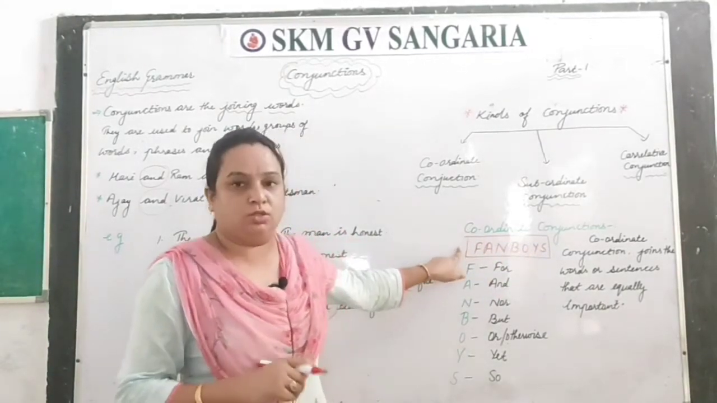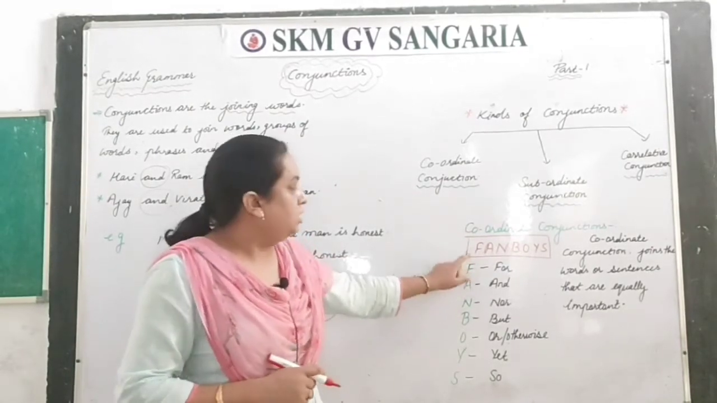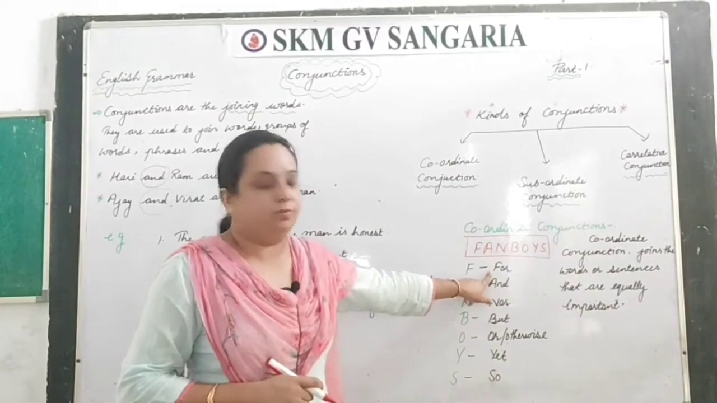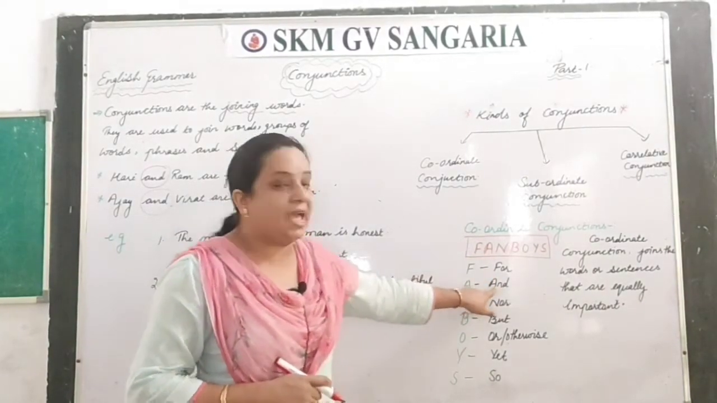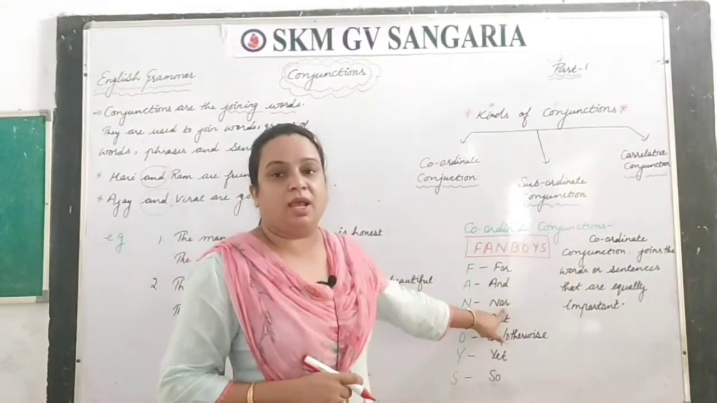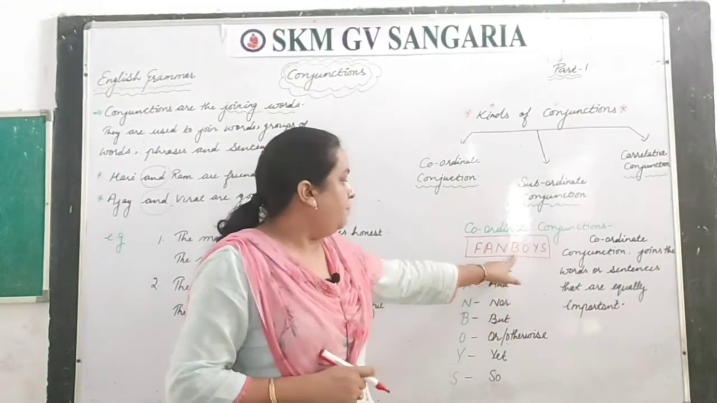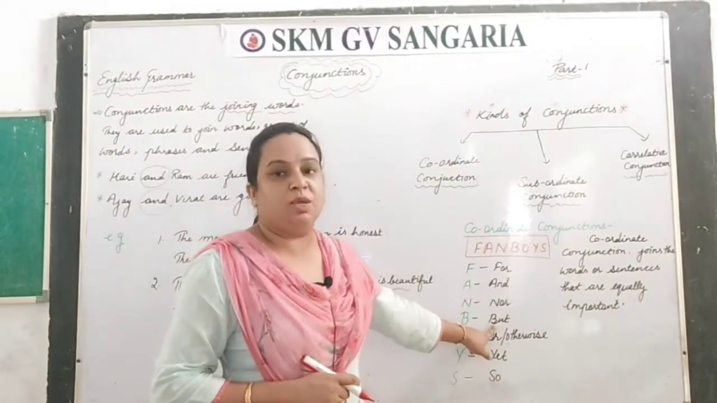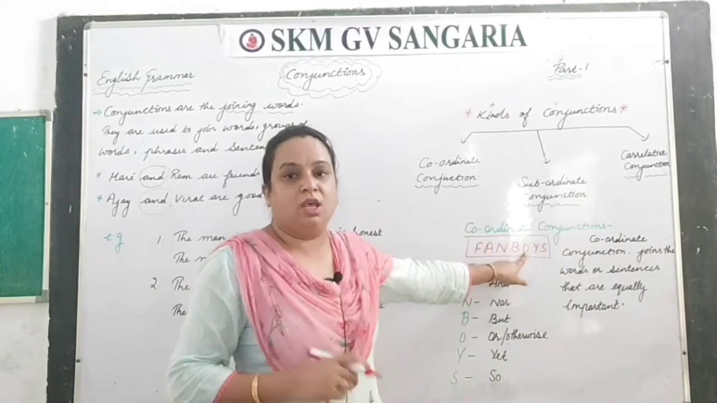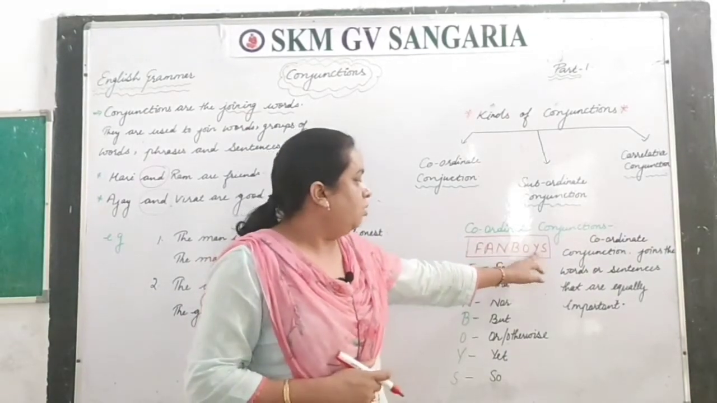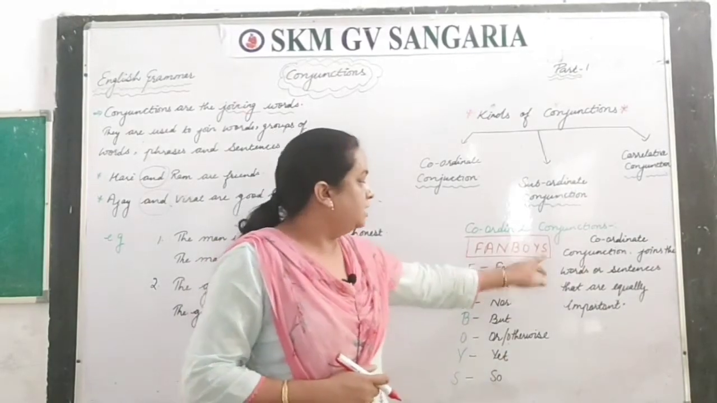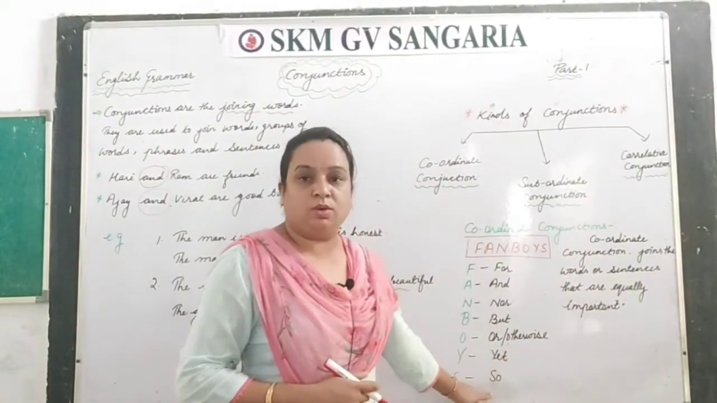I will tell you, this F stands for for. A stands for and, A-N-D, and. N stands for nor, N-O-R, nor. B stands for but, B-U-T, but. O stands for or, otherwise, or and otherwise. Y stands for yet, Y-E-T, yet. And S stands for so, right?